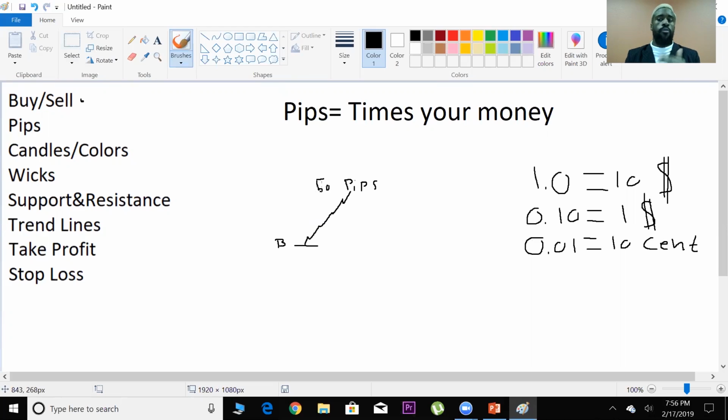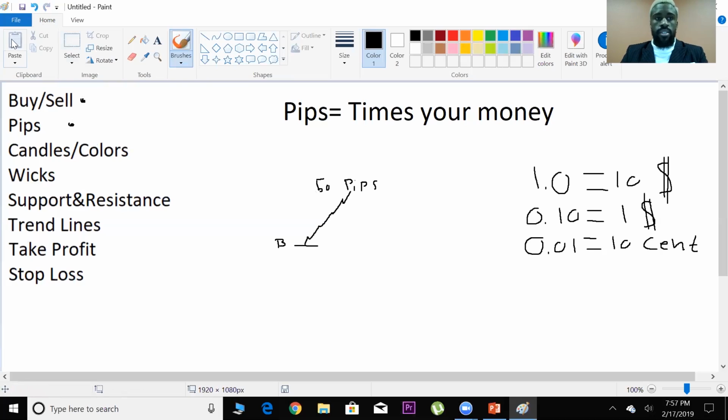You don't need to overcomplicate it. Okay? So if you have a lot size of 1.0 and 50 pips, that's $500. A lot size of 0.10, which is $1, with 50 pips, that's $50. And then 0.01, which is 10 cents, times 50, that means you have $5. And that's all there is to buy, sell, and lot size.